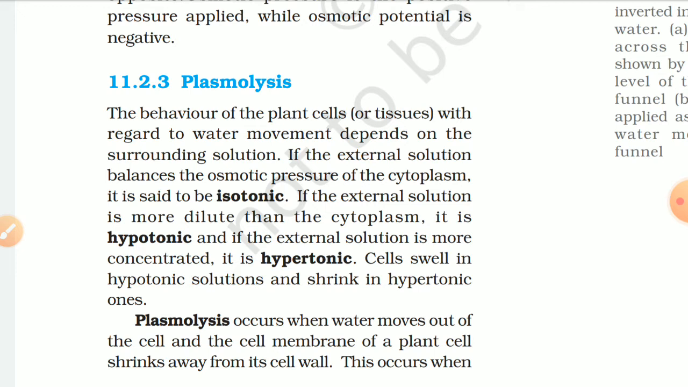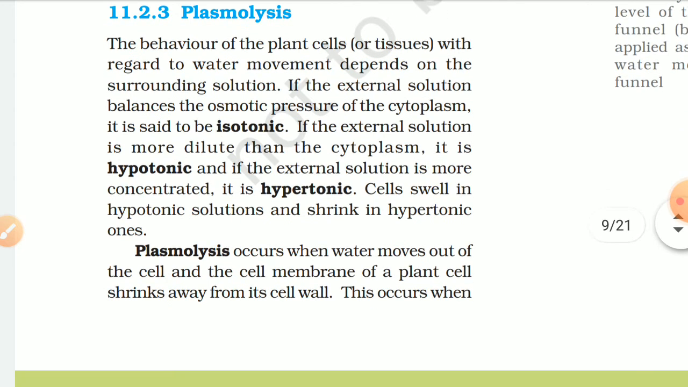If the external solution balances the osmotic pressure of the cytoplasm, it is said to be isotonic. If the external solution is more dilute, then the cytoplasm is called hypotonic, and if the external solution is more concentrated, it is hypertonic. Cells swell in hypotonic solution and shrink in hypertonic ones.